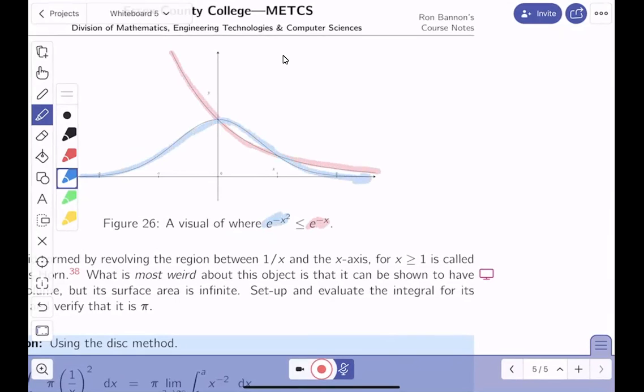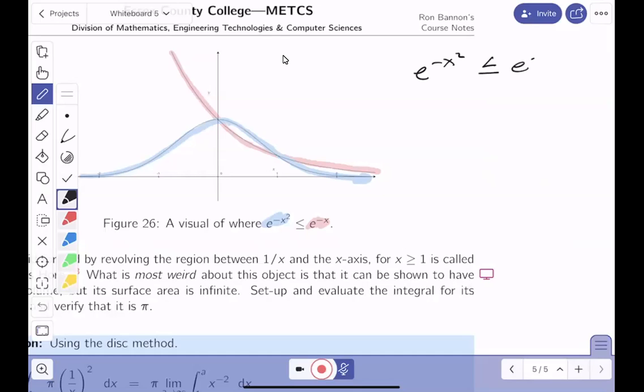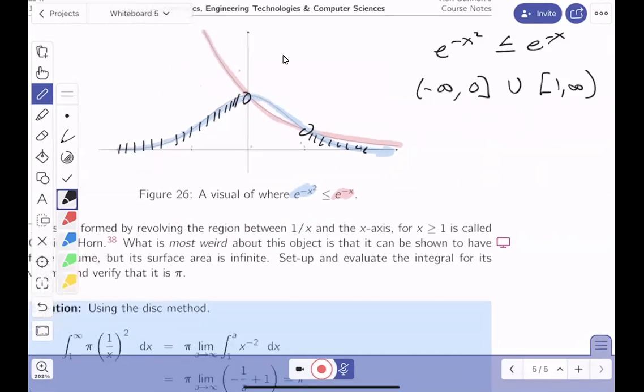Okay. Now the question is, I'll write it down for you. When is e to the minus x squared less than or equal to e to the minus x? Well, looking at it, I want to point out it's going to be true here. The blue curve is definitely below until we get up to that point over there. And the blue curve is below over here. So just looking at it visually, what's that going to be? Minus infinity up to 0 inclusive, union 1 off to infinity. And that's what we did by hand computation.